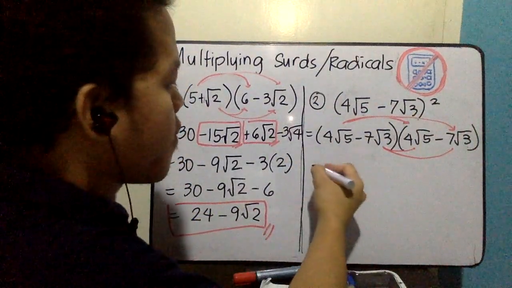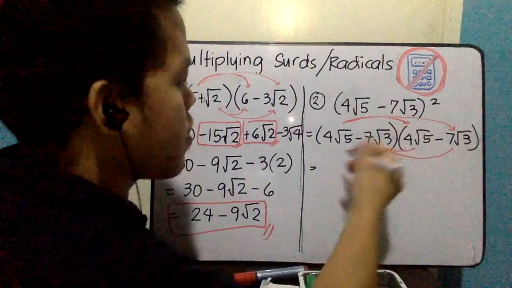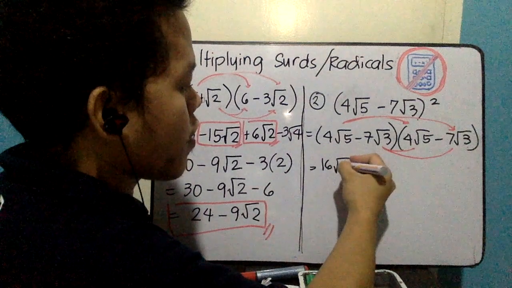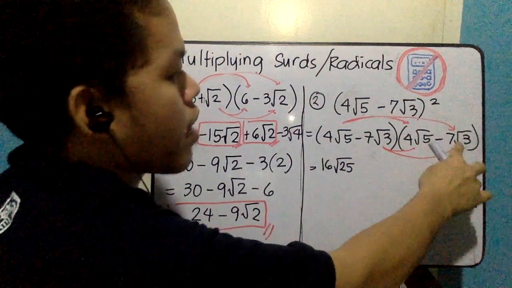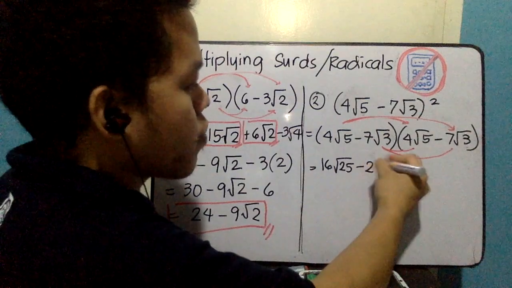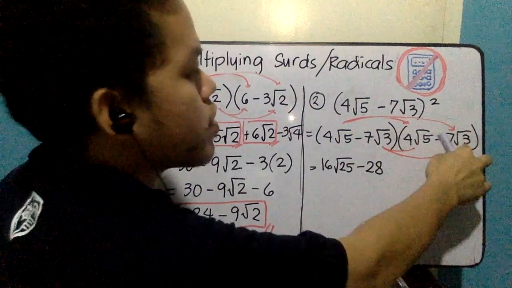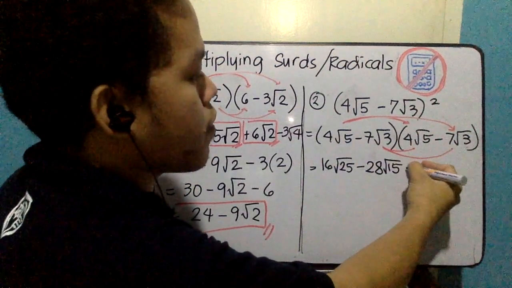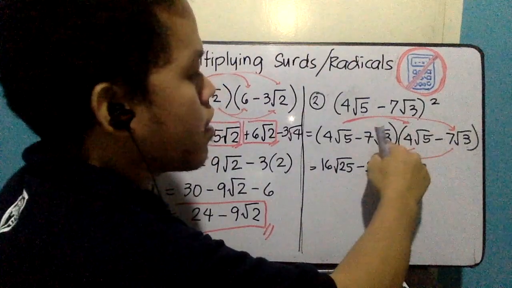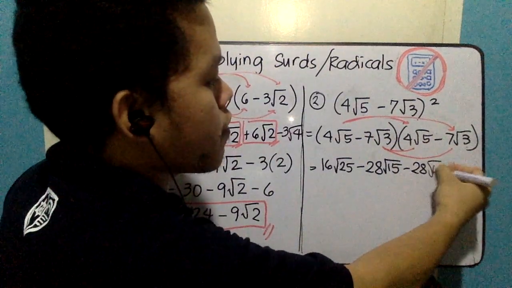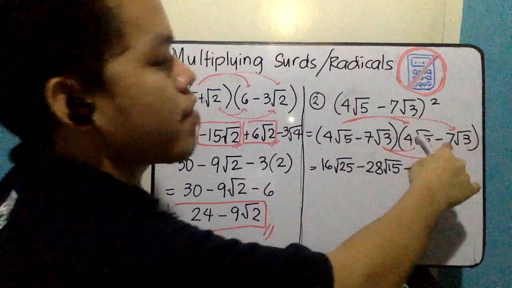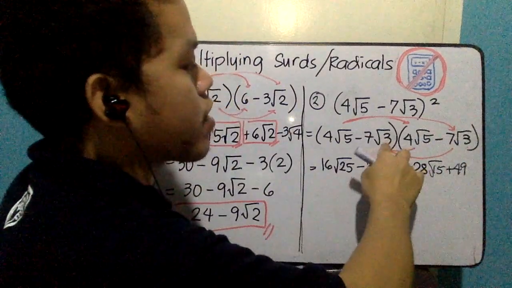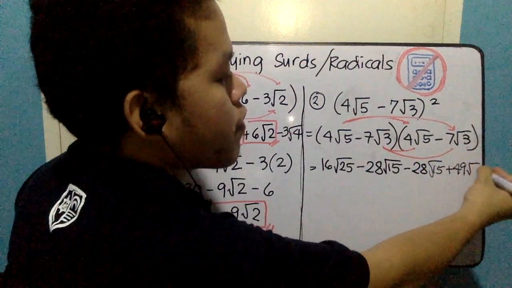In this case, we can have 4 times 4 is equal to 16. Square root of 5 times square root of 5 is square root of 25. 4 times negative 7 is negative 28. Square root of 5 times square root of 3 is square root of 15. Negative 7 times 4 is negative 28. Square root of 3 times square root of 5 is square root of 15. Now, negative 7 times negative 7 is positive. It's positive 49. Well, square root of 3 times square root of 3 is square root of 9.